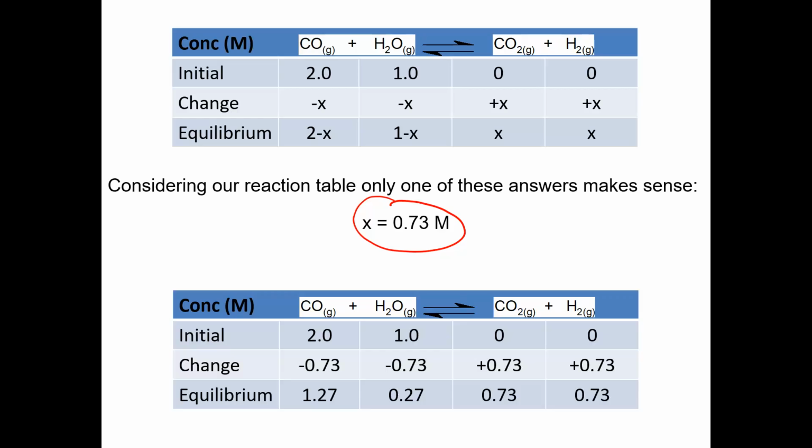So now we have our value of x, we can go ahead and update our ICE table for the equilibrium values. And that's what we've done here. You just put x in and evaluated each of our terms there. So now we've calculated the concentration of all reactants and products when our system comes to equilibrium.